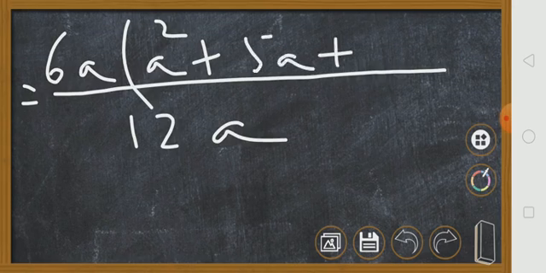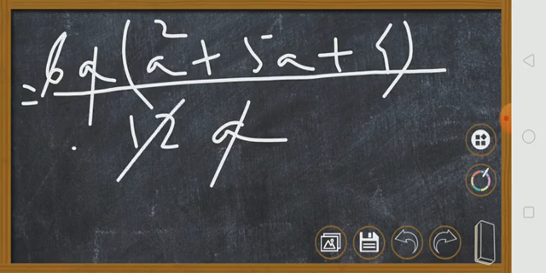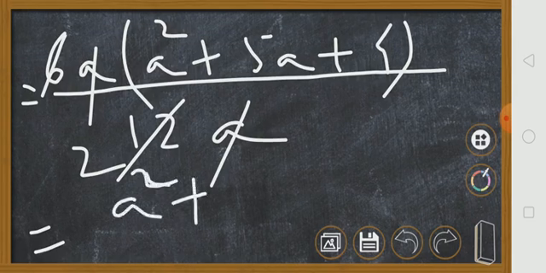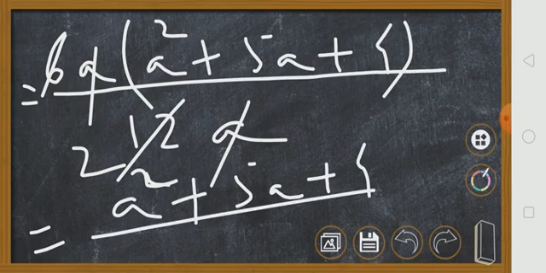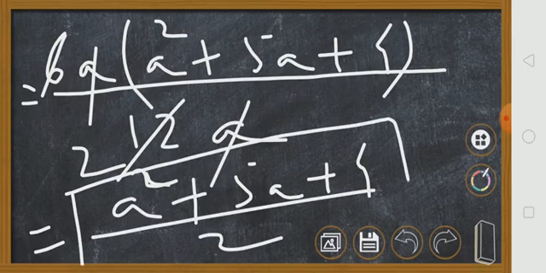5a plus 4. Now when you multiply, then 6a cube plus 6 5s are 30a square plus 6 4s are 24a. Now a and a will get cancelled, 6 2s are 12. So the final answer will be how much? A square plus 5a plus 4 divided by 2. Have you followed? This is how we divide polynomial by monomial.